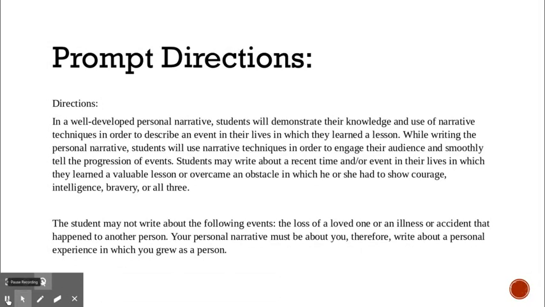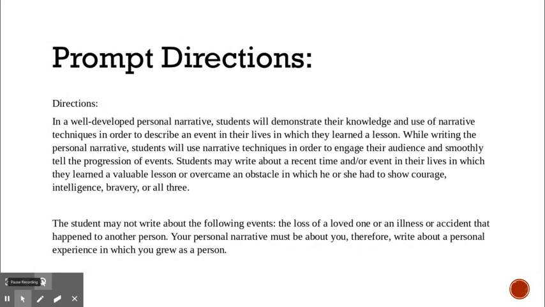While writing the personal narrative, students will use narrative techniques in order to engage their audience and smoothly tell the progression of events. Students may write about a recent time and or event in their lives in which they learned a valuable lesson or overcame an obstacle in which he or she had to show courage, intelligence, bravery, or all three.